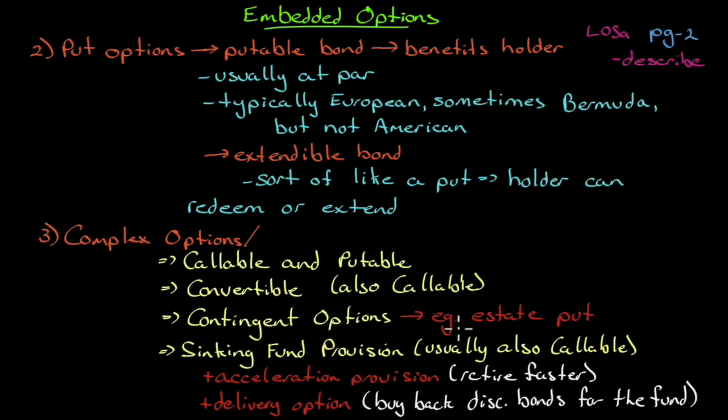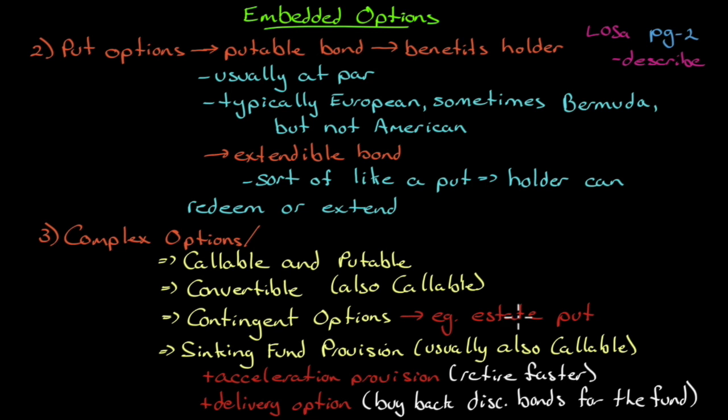Contingent options: the curriculum, or the book, gives you a good example with something called an estate put. I have actually never heard of this until I read it in the curriculum. This is the first time I've come across an example like this, where a contingent option is contingent on somebody.